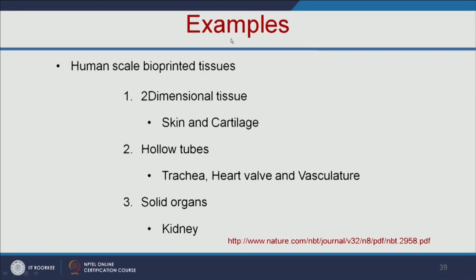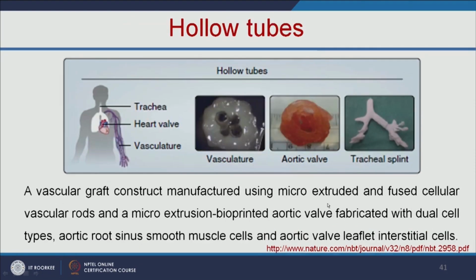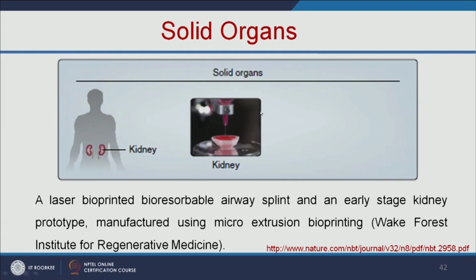So let us see some of the other human scale bioprinted tissues. The first one is 2-dimensional tissue, like skin and cartilage. That was already printed using inkjet bioprinting systems by the Wake Forest Institute for Regenerative Medicine. Similarly they have also printed heart valve and trachea using the micro extrusion bioprinting technique. They have also printed solid organs like kidney using laser bioprinting as well as micro extrusion bioprinting technology.